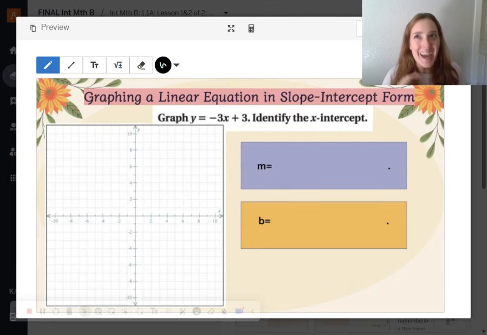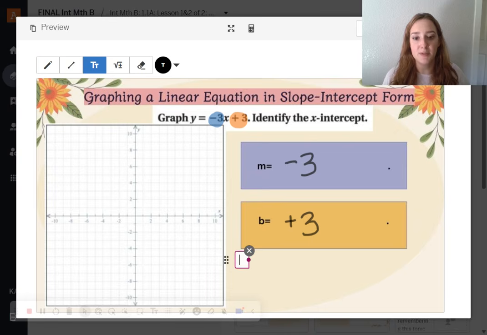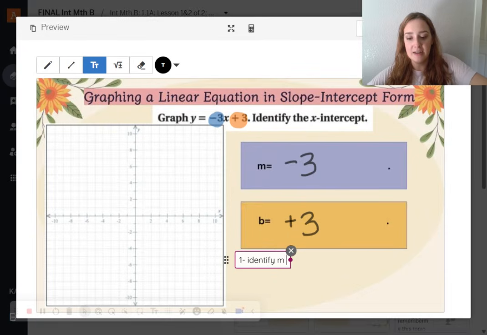It says x-intercept. All right, so we're going to start with m. Here is m, here's b. And we're going to go ahead and write that in. M is -3, b is +3. All right, and now how do we take this information and actually graph it? So recapping our steps from, again, last trimester's class. First step to graph is identify m and b. Look at us, we're rock stars, we got it.